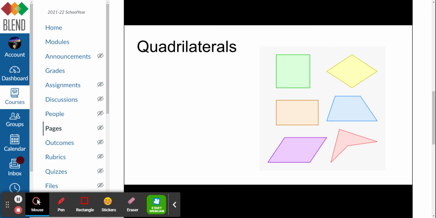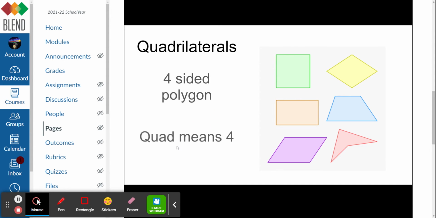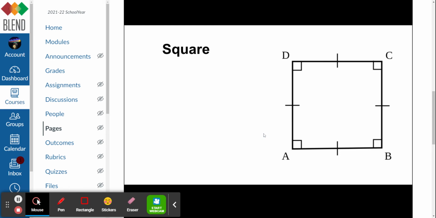So here's some quadrilaterals. We have a square, rectangle, parallelogram, just a regular quadrilateral, trapezoid, and that looks like it might be a rhombus. So four-sided polygons are quadrilaterals. Quad means four. They didn't say lateral means side. They should have said that.